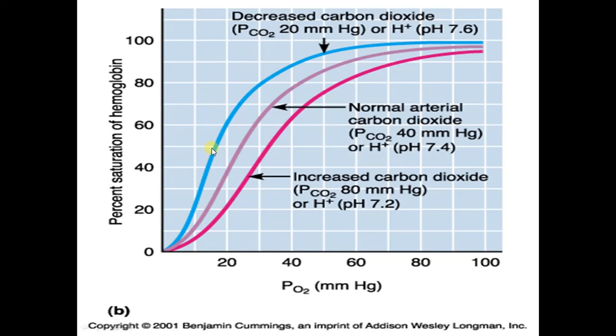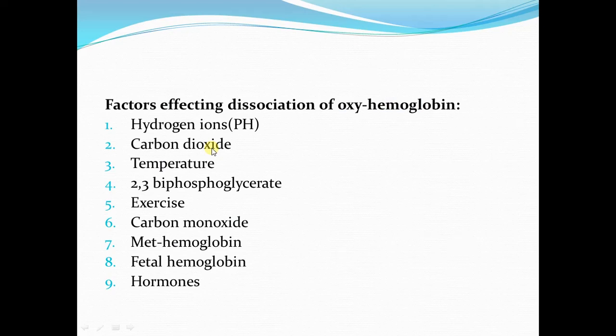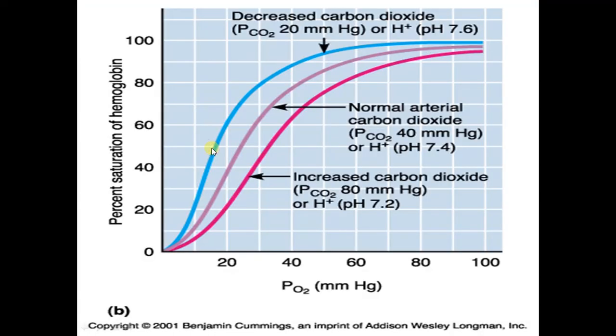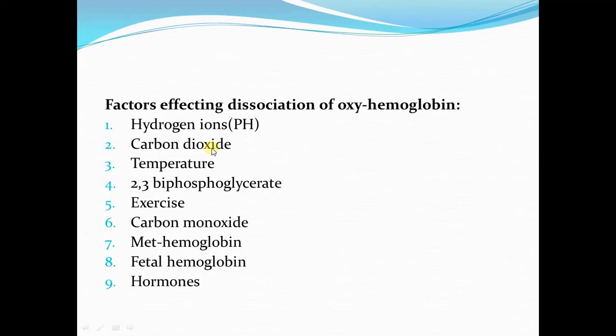So now we are going to see different factors that will cause the curve to be shifted either to the right side or to the left side. The first factor that we are going to discuss is the hydrogen ion concentration or the pH.